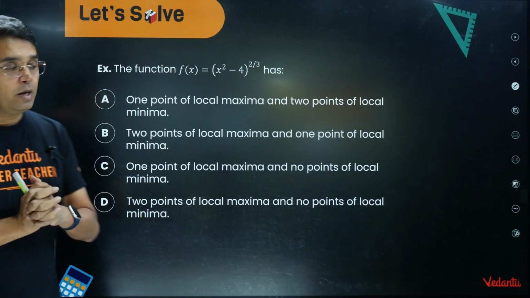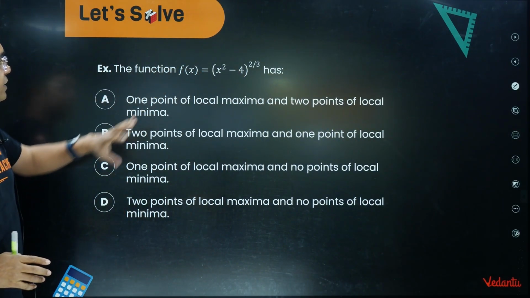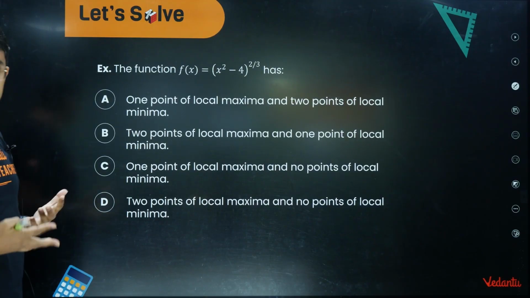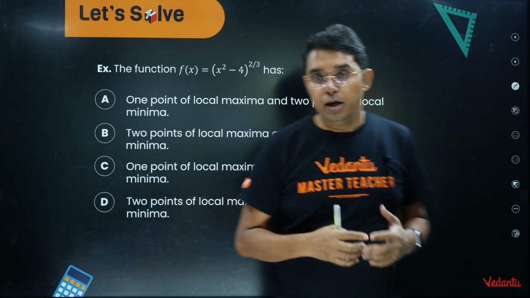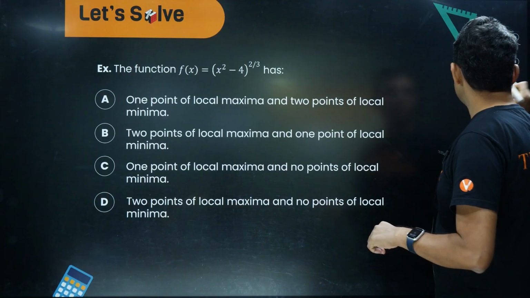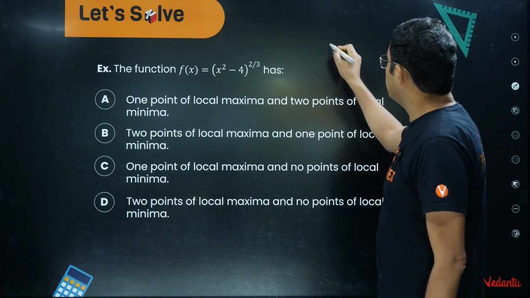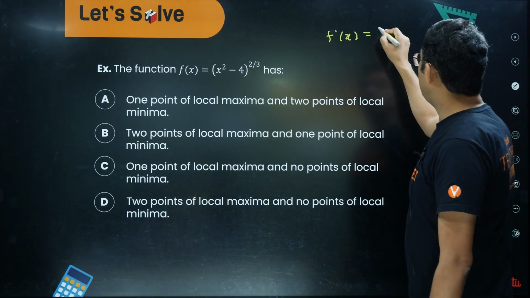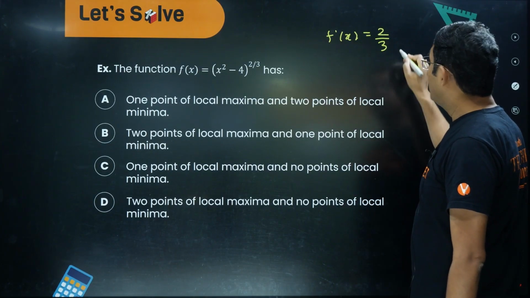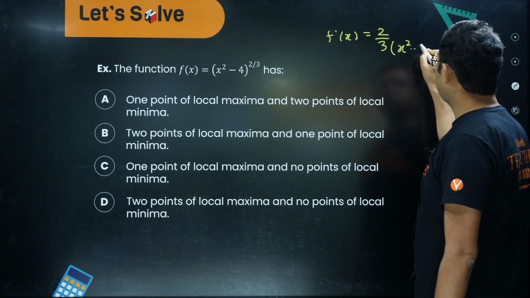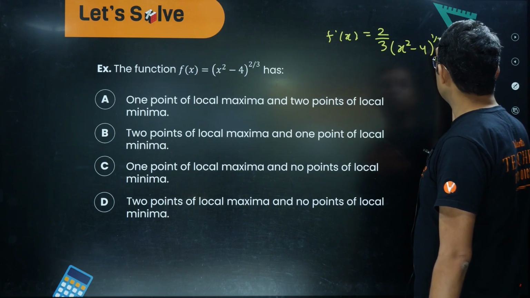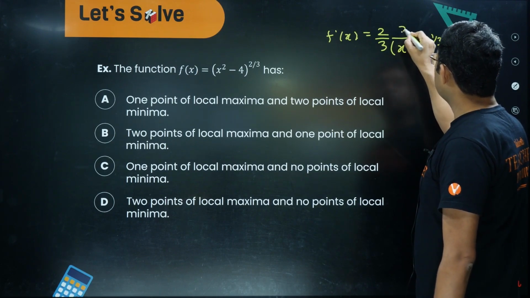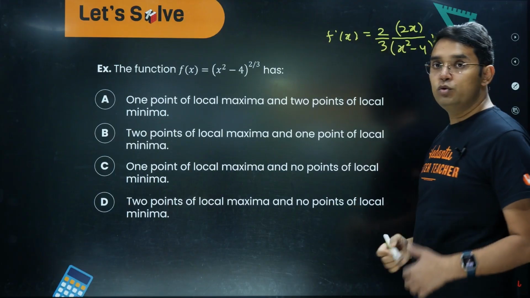Now coming to this question, we are given a function f(x). How many points of local maxima and how many points of local minima does it have? Here I will again give you two methods, dear students. The first method would be just to do the differentiation. If I do differentiation, f dash will be 2 upon 3 into (x square minus 4) whole power minus 1 upon 3, and 2x will also come in the numerator using the chain rule.